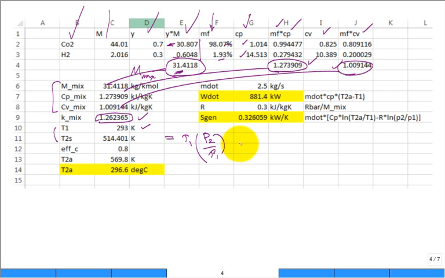I'm repeating myself, but K minus 1 over K. And then you use efficiency. They wanted to answer in degrees C, take off 273. Here is the mass flow rate. Here's the equation I used, just typed it out. Same thing for the entropy generation.